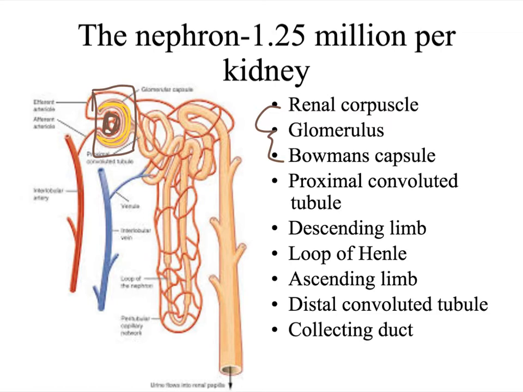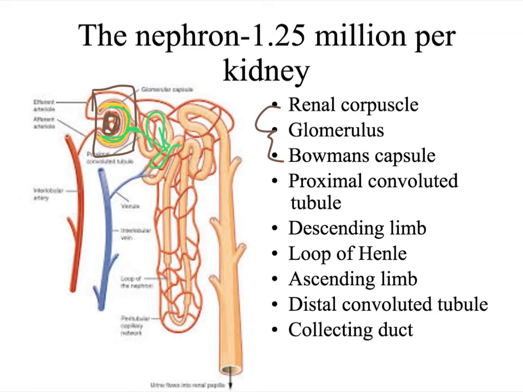So then as you leave Bowman's capsule, you'll go into the proximal convoluted tubule. They call it this convoluted, just meaning twisted. So you've got all these little spirals here. So it's proximal because it's closest to Bowman's capsule.